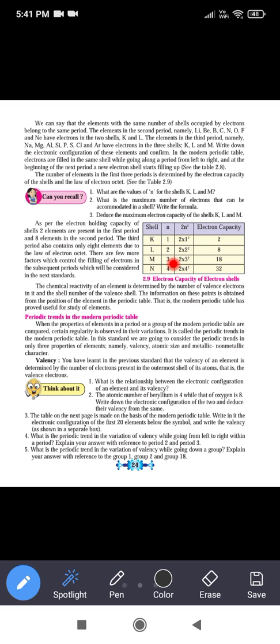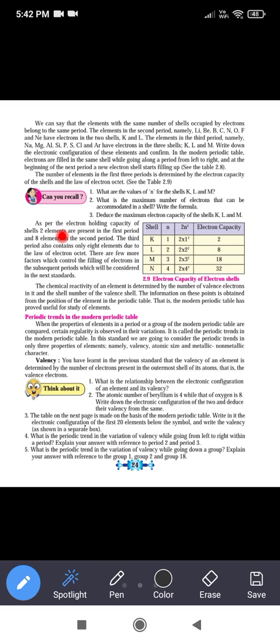Now for the L shell, the n value is 2. So that's why 2 into the square of 2. The square of 2 is 4. 4 into 2 is equal to 8. It means the maximum capacity of the L shell is 8, whereas in the M shell the maximum capacity is 18 and in the N shell the maximum capacity is 32.